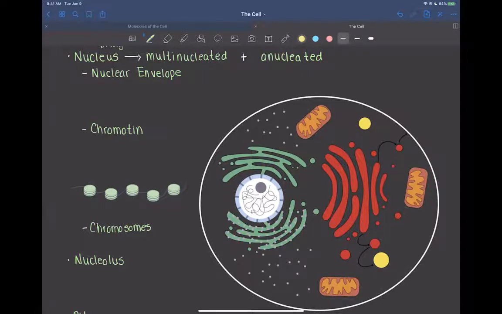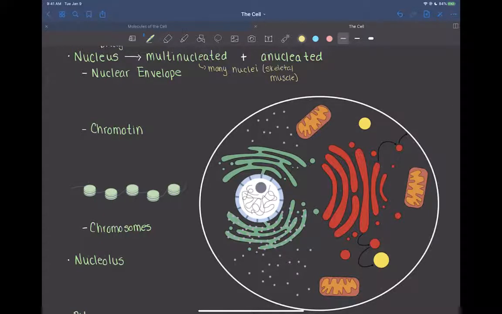Some cells can be multinucleated, right? That means many nuclei, plural of nucleus. One example you're going to learn about in our next chapter when we do tissues is muscle. So skeletal muscle, right? That's the type of muscle that is in your biceps, that you can control voluntarily. That's called skeletal muscle. They are multinucleated.